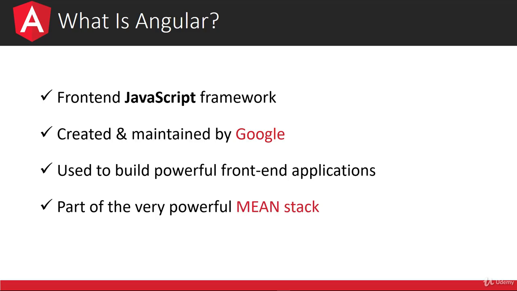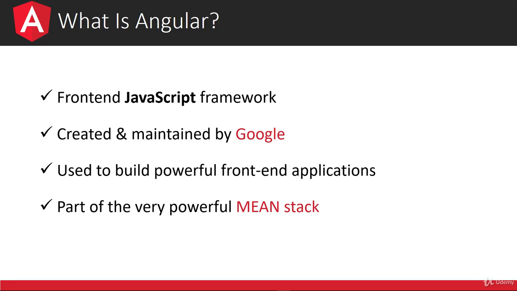Angular is also a crucial part of the very popular MEAN stack. This stands for MongoDB, Express, Angular, and Node.js. MongoDB is a very powerful NoSQL document database. Express is a backend framework, and Node.js is a JavaScript runtime that runs on Google's V8 JavaScript engine. So it's essentially JavaScript on the server. So all of these technologies combined make for one of the best web stacks to build applications on.